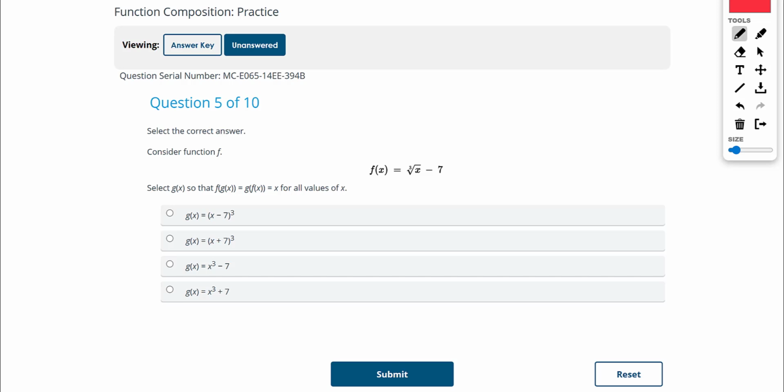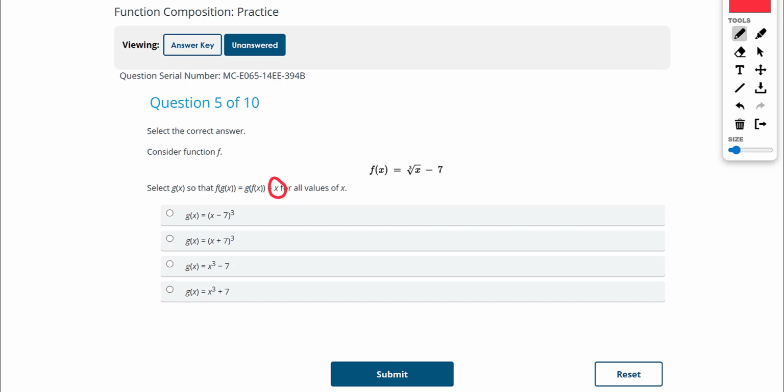Question 5, consider function f. So they give us function f there, the cube root of x minus 7. Select g of x so that f of g of x is equal to g of f of x, which equals x. So they're saying when we do the composition of functions, you don't end up with a number, you don't end up with a radical or an exponent, you just end up with the variable x.